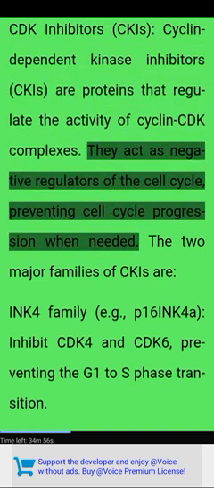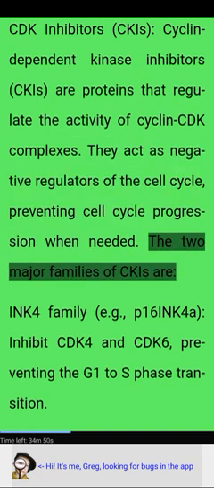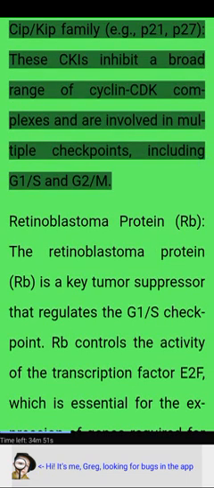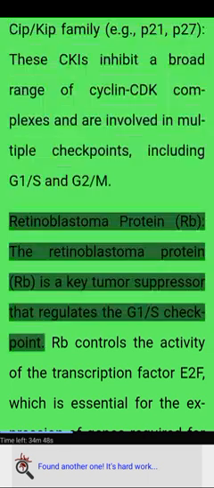CDK inhibitors, CKIs, are proteins that regulate the activity of cyclin-CDK complexes. They act as negative regulators of the cell cycle, preventing cell cycle progression when needed. The two major families of CKIs are the INK4 family, e.g., p16INK4a, which inhibits CDK4 and CDK6, preventing the G1 to S phase transition, and the CIP/KIP family, e.g., p21, p27. These CKIs inhibit a broad range of cyclin-CDK complexes and are involved in multiple checkpoints, including G1/S and G2/M.